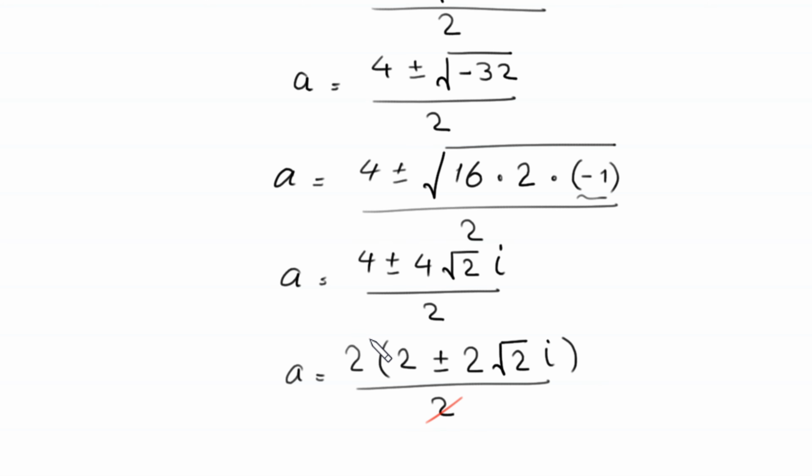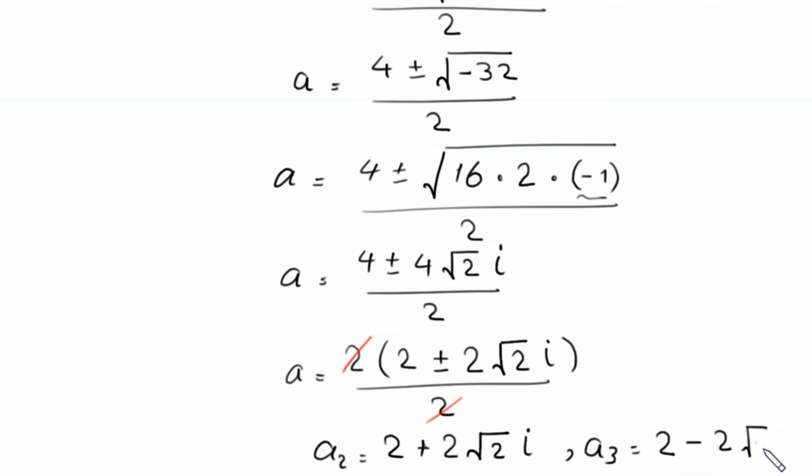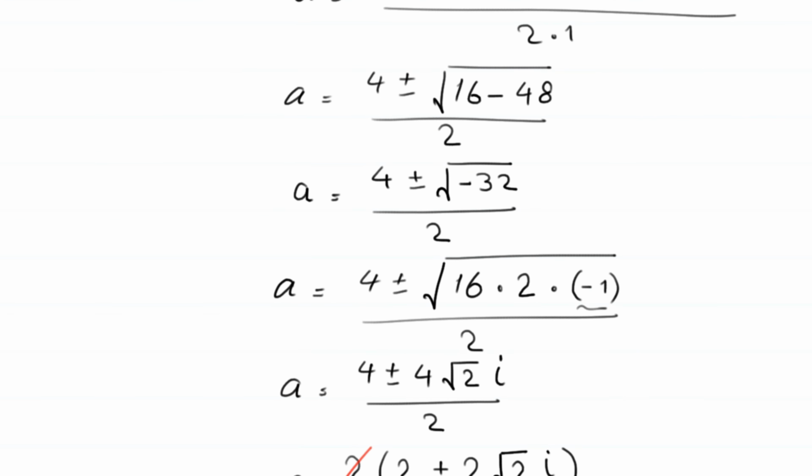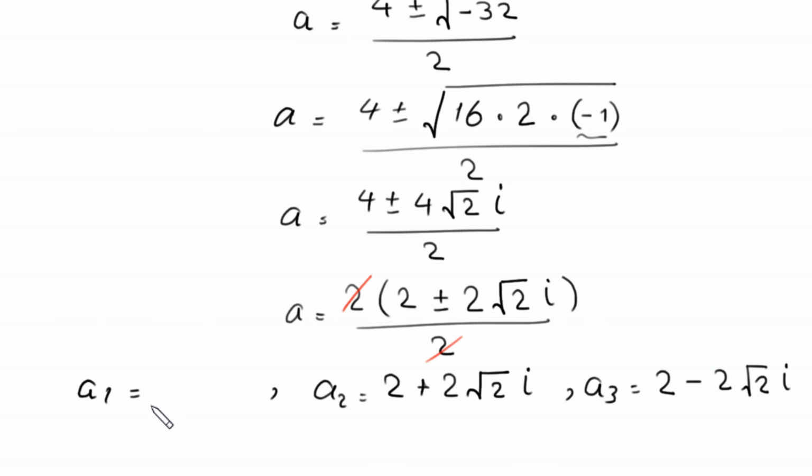Now this 2 will be cancelled out with this 2, and from here we get two values of a. a2 is equal to 2 plus 2 times root 2 i, and a3 is equal to 2 minus 2 times root 2 i, and first we found the value of a1 is equal to negative 3. So we have three solutions of this equation.